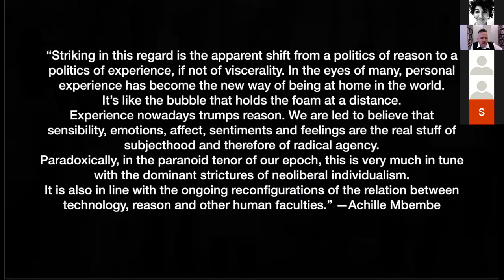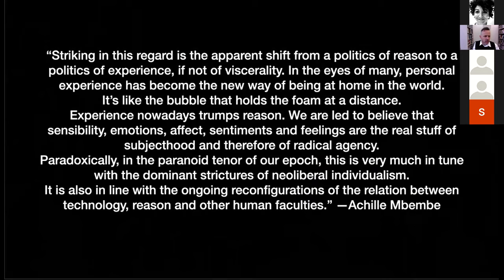So let me end that section with a quote from Achille Mbembe, who writes about a different topic, but I think very, very appropriate here. Achille Mbembe is a professor of literary theory and political philosophy based in South Africa.